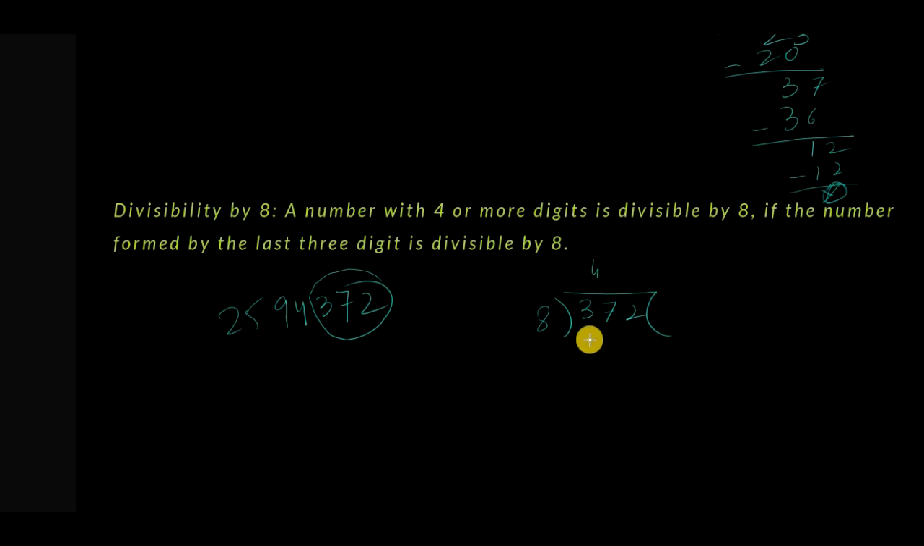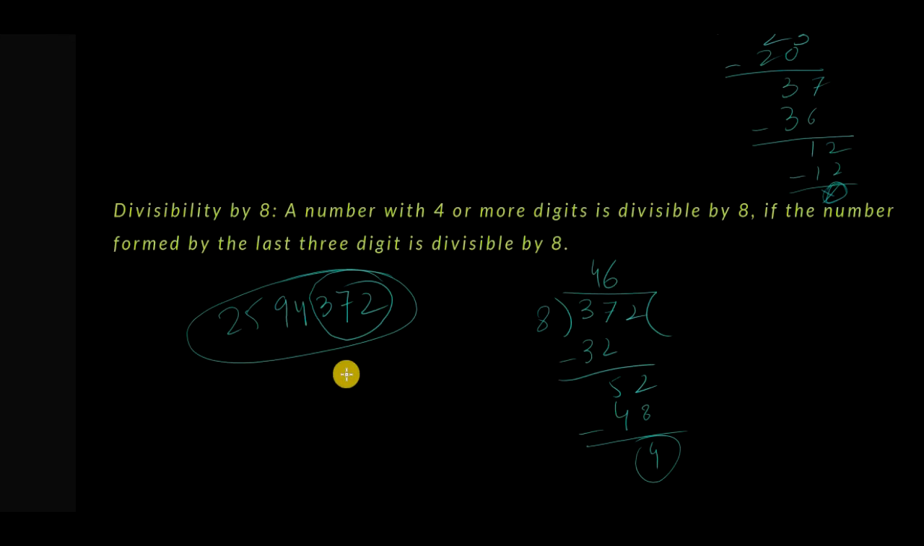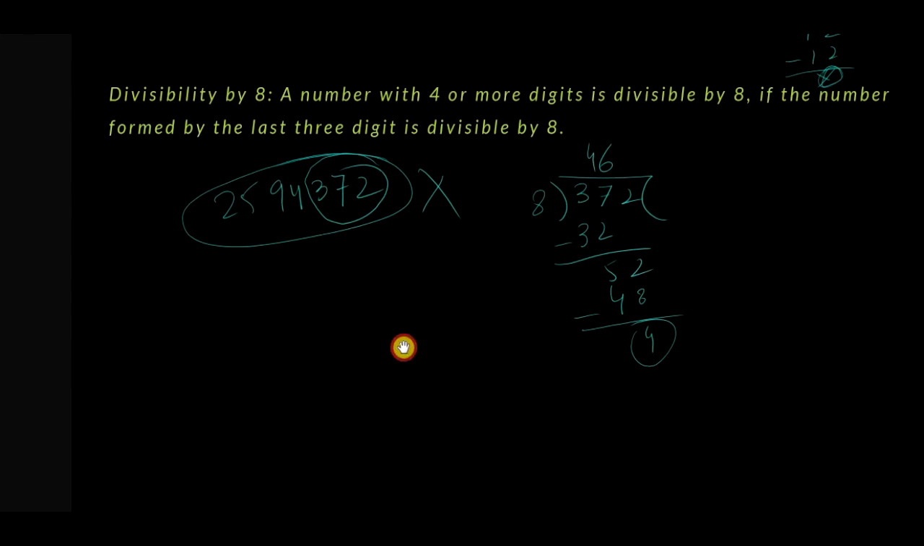So 552, and we know that it's 6 48 4. So the remainder is 4. So this total number is not divisible by 8, right? So remember, for divisibility by 8, just take the last 3 digits and divide it.